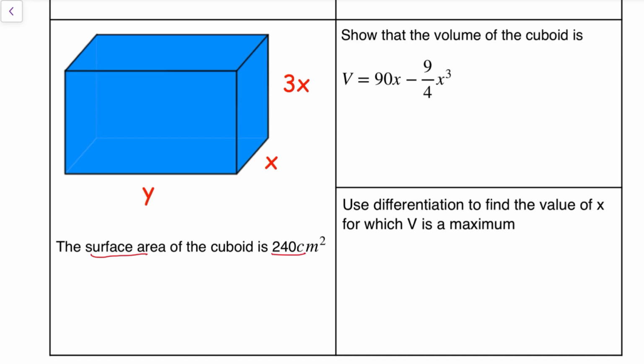So therefore my surface area is going to be, well, on the right hand side, so look at this side here, it's going to be 3x squared, and then I have 2 of those.